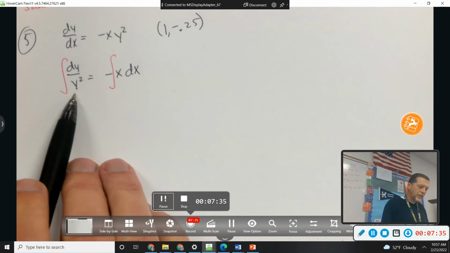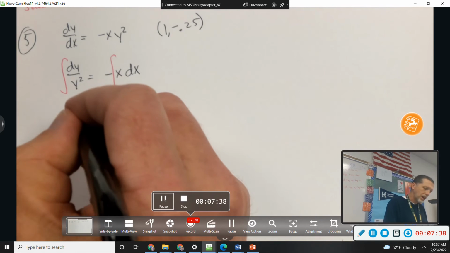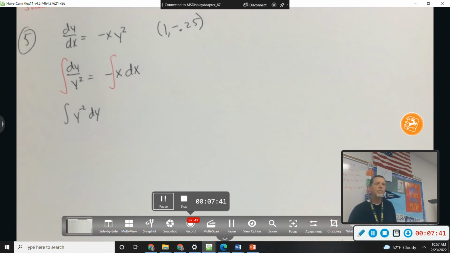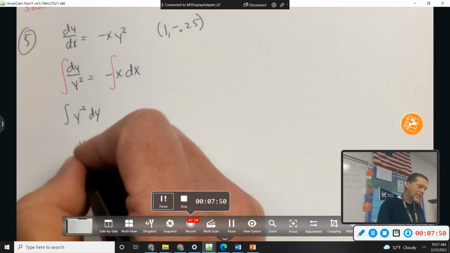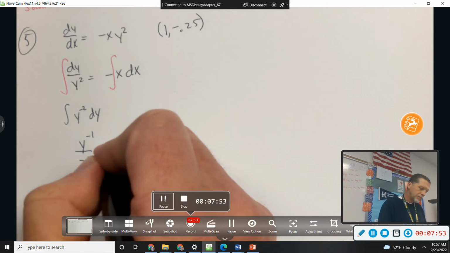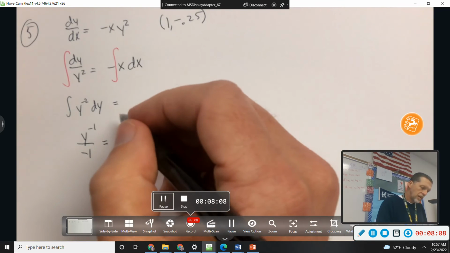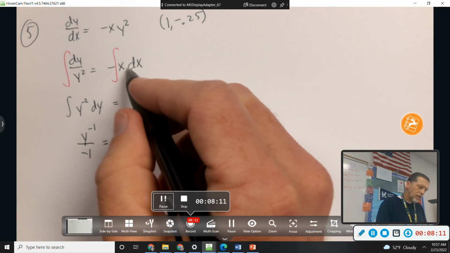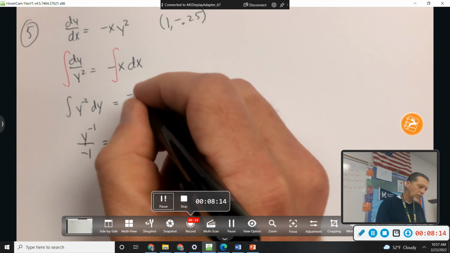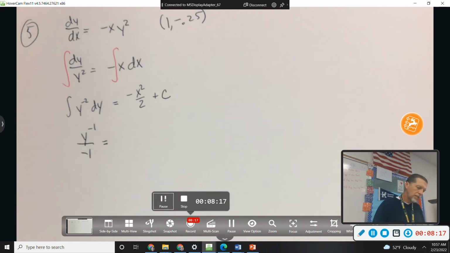Integration of that, I don't like that because I want to make that power in the bottom. Yeah, power in the bottom could mess me up. People will say, "Oh, I'll increase the power by 1 and get 3." Like, well, no. So increase the power by 1 and get negative 1. Divide by negative 1. So increase the power by 1. Divide by the new power. That's just negative y. So that would just be negative 1 over y. I'll clean that up in a minute. I'll probably fix the negative as well. Integral of x would be x squared over 2. And then plus c.